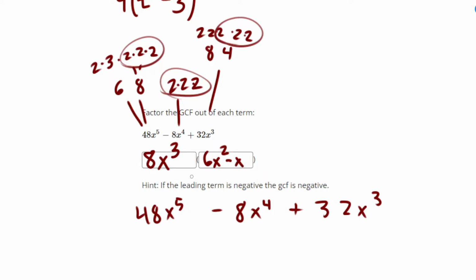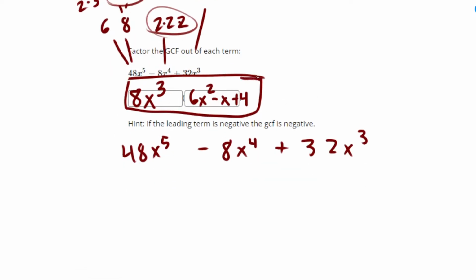And then what happens when you divide 32x cubed by 8x cubed? That will give you positive 4. So this is your answer for this question. We're basically just dividing. This is why we were working on dividing polynomials previously, because we're basically just dividing here. That's all we need to worry about. It's just presented to you in a different fashion and in different language. But we've done this already.